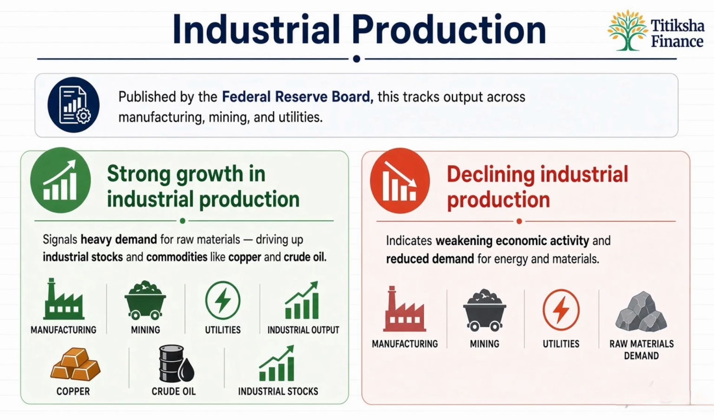Industrial production. Published by the Federal Reserve Board, this tracks output across manufacturing, mining, and utilities. Strong growth in industrial production signals heavy demand for raw materials, driving up industrial stocks and commodities like copper and crude oil. Declining industrial production indicates weakening economic activity and reduced demand for energy and materials.